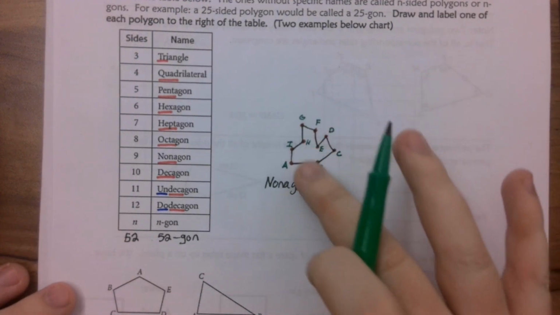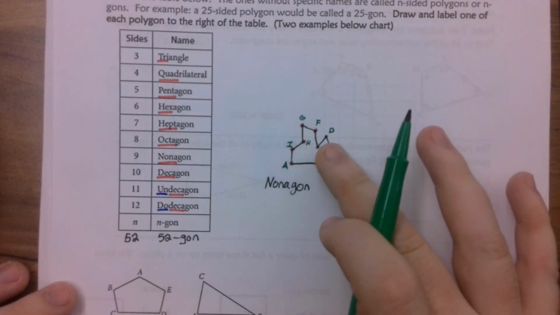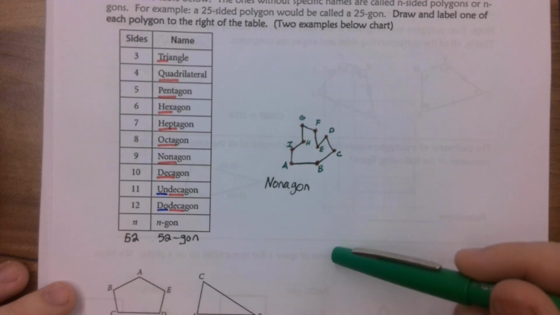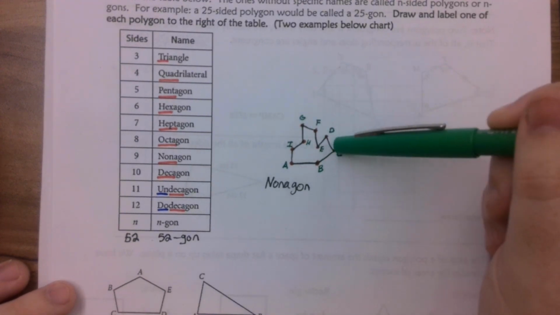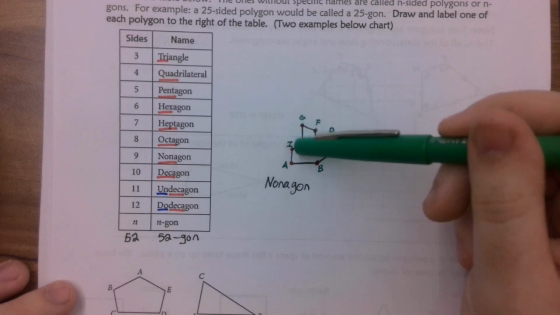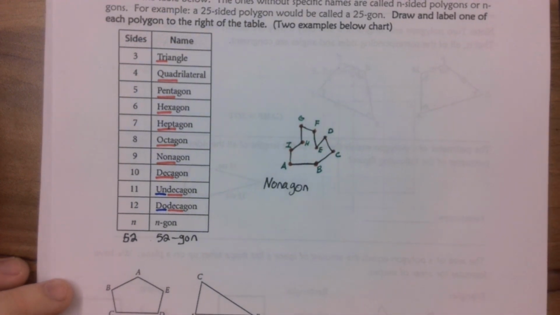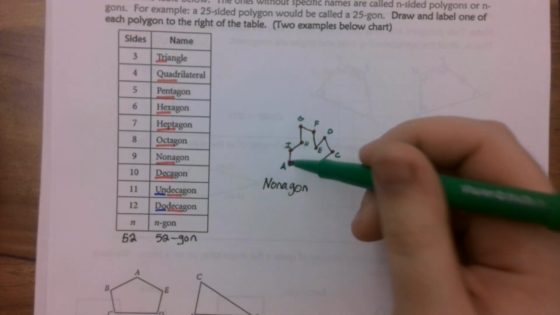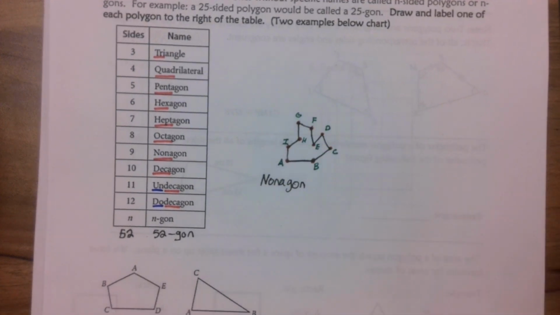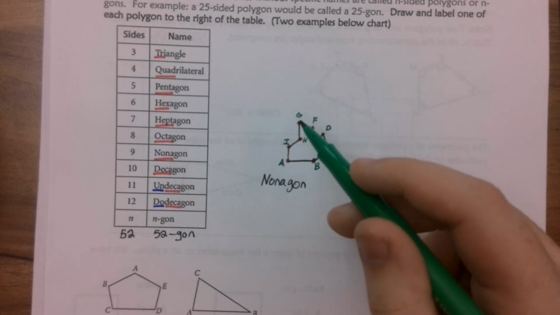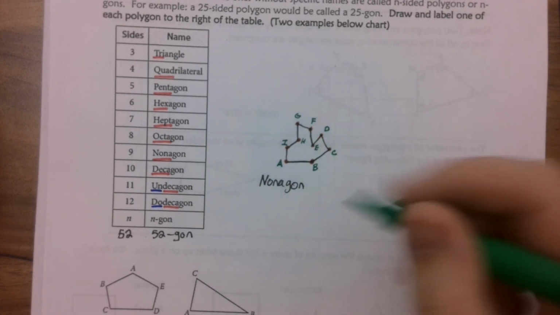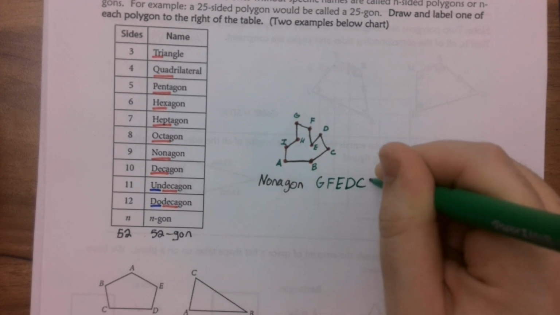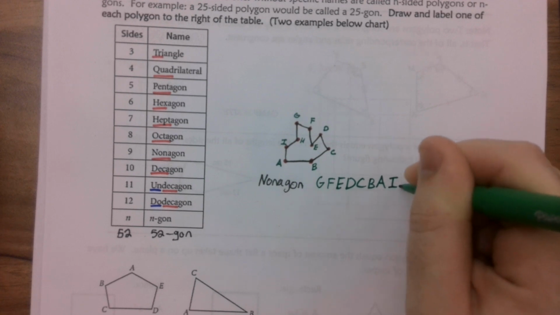You can choose wherever you want to start in this shape, but there is one rule. If you start at a point, you have to continue either clockwise through the points or counterclockwise in that order. So if I wanted to, I could start at A and call it nonagon A, B, C, D, E, F, G, H, I. Or I could even start at G and call it nonagon G, F, E, D, C, B, A, I, H.